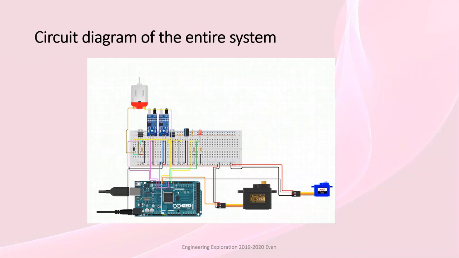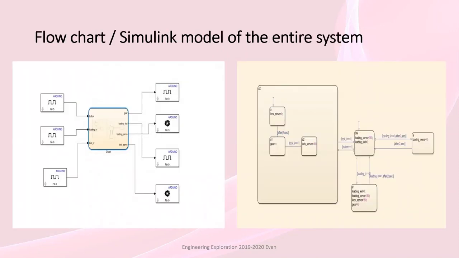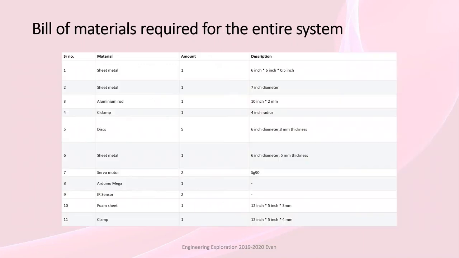This is the circuit diagram of our entire system. As you can see, we have used an LED, 2 IR sensors, 3 motors, 1 DC motor and 2 servo motors, a breadboard and an Arduino Mega. These are the state flow and Simulink models of our project. This is the bill of materials for our entire system.